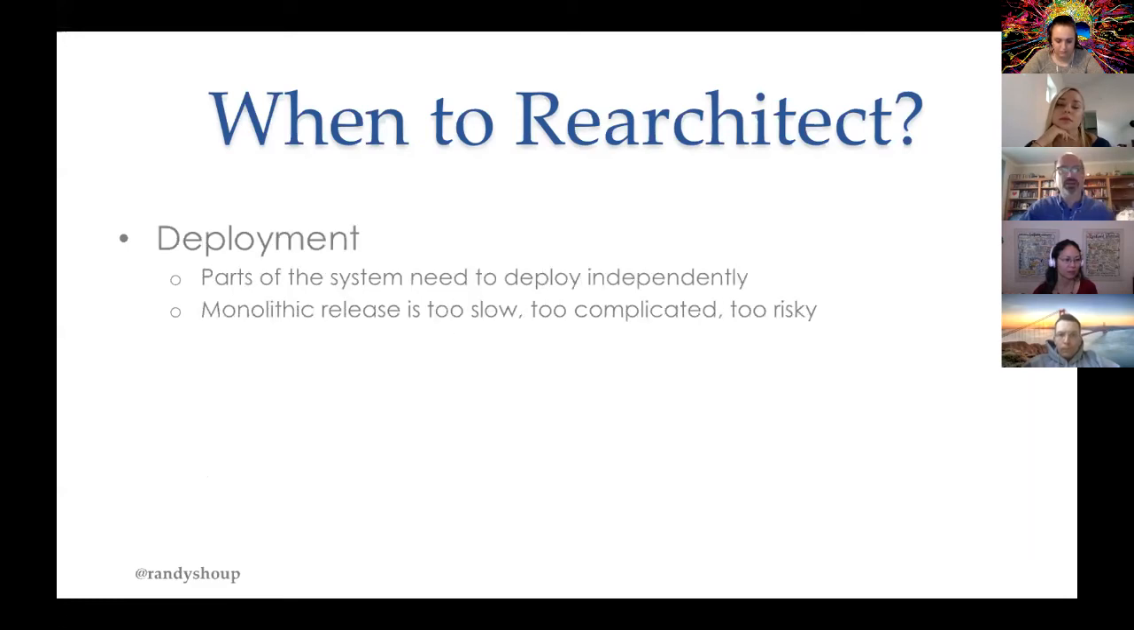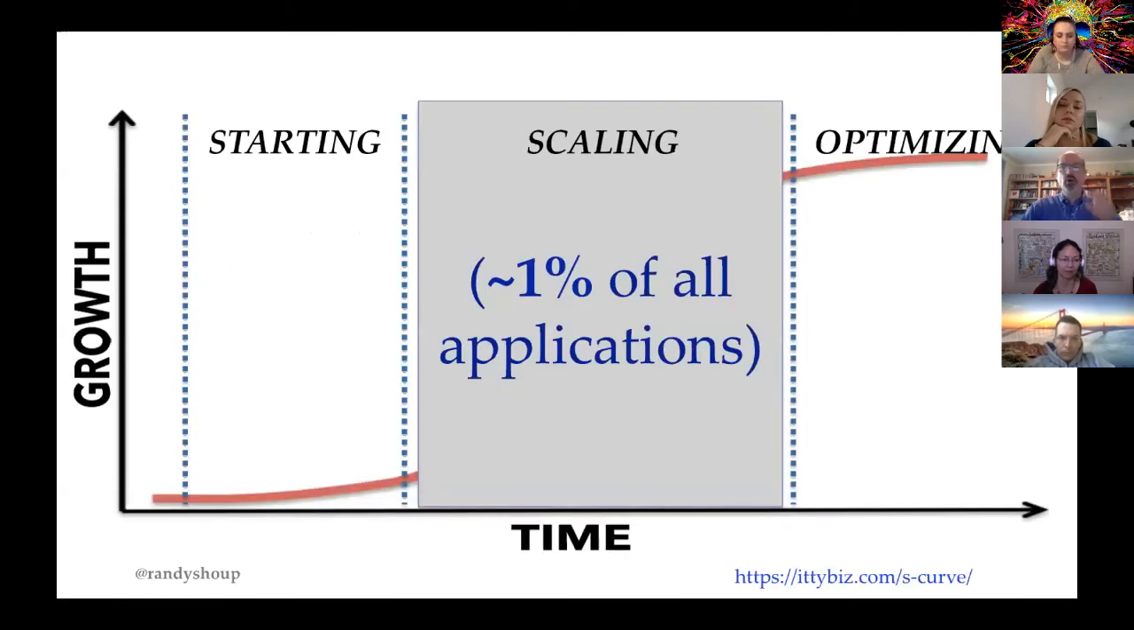One or both of these tend to be the first order reason why people think about re-architecture. The one that's rarely anybody's first reason, but often a secondary reason, is this idea of deployment independence, where some parts of the system need to be deployed independently of other parts. Or maybe that monolithic release is too slow. That's another good indicator.